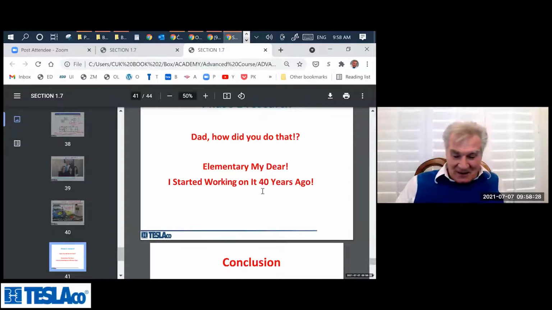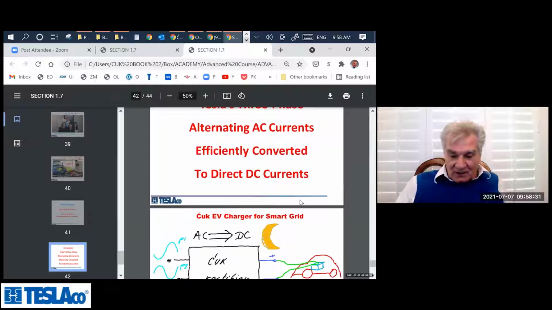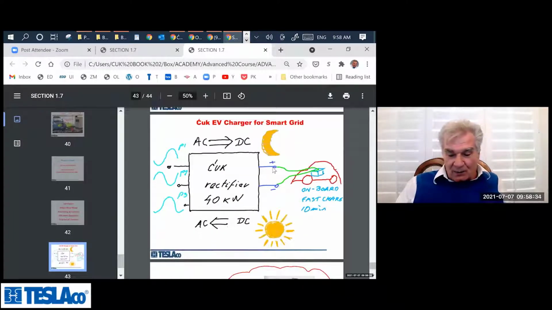So, in conclusion, this can also be made bidirectional. You can charge the battery from AC to DC during the night, and during the day you can use the battery with the stored charge, if you have enough, to send AC power back into the line. Because charging at night costs you much less, and power during the day is five times more expensive.